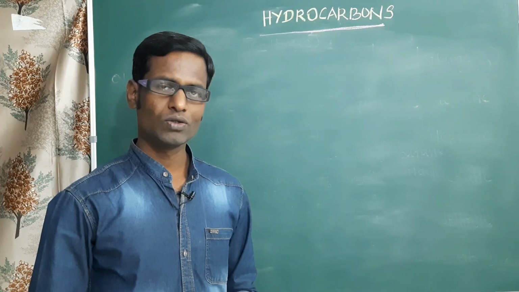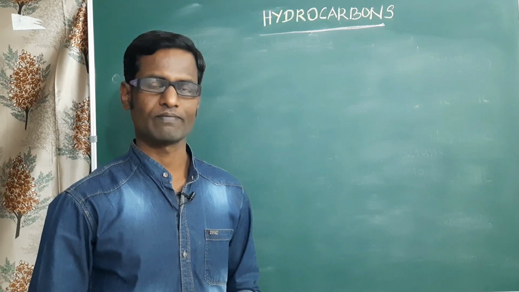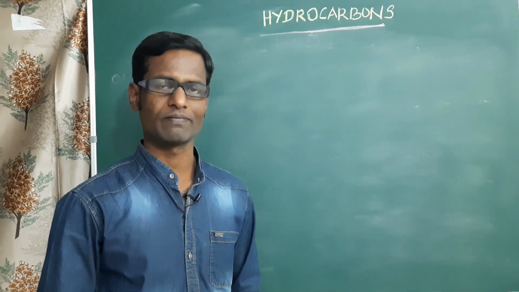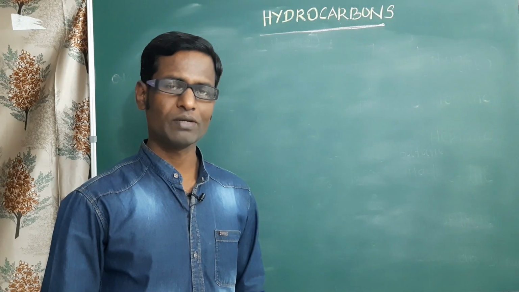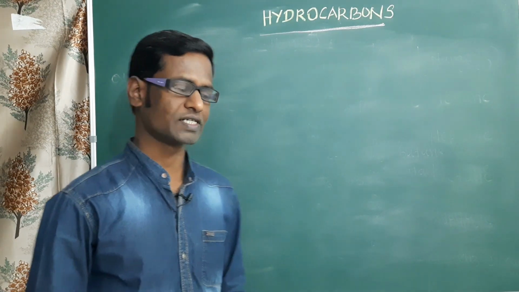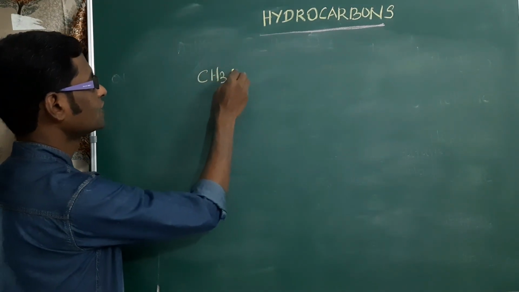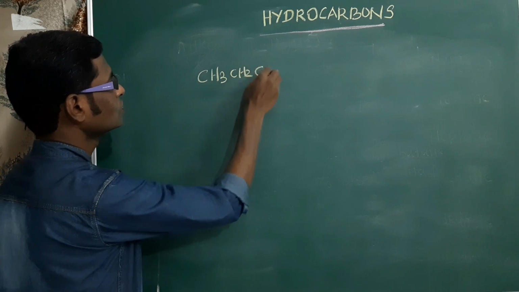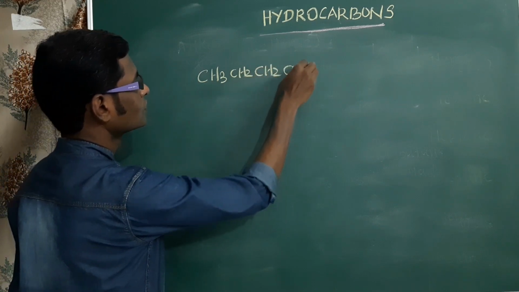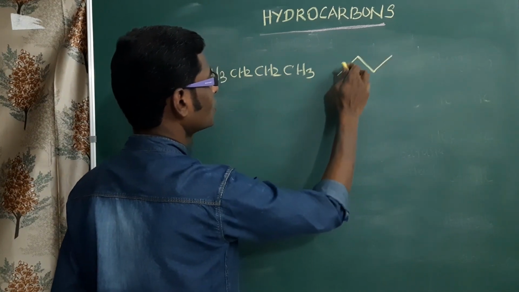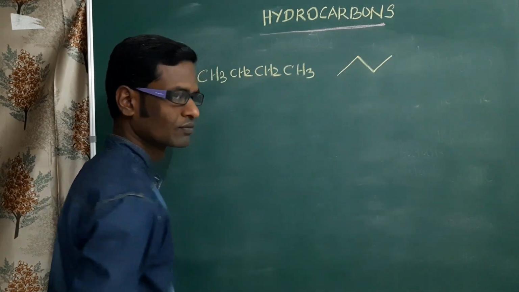For alkanes we can write two different structures. One is bond line structure, another one is condensed structure. What is the difference between bond line structure and condensed structure? This is a condensed structure of butane: CH3, CH2, CH2, CH3. This is a bond line structure: 1, 2, 3, 4.